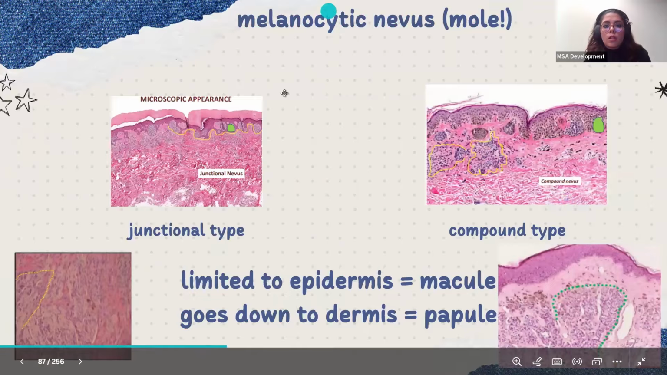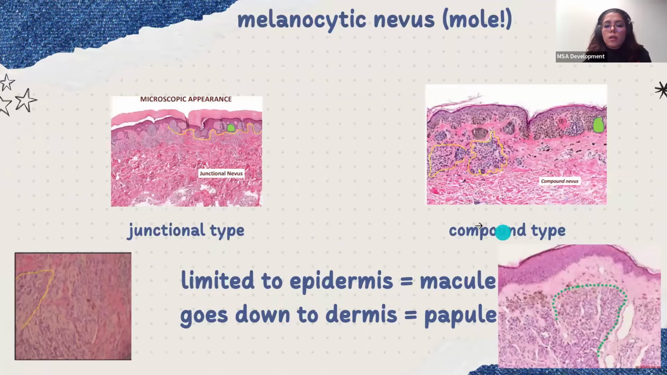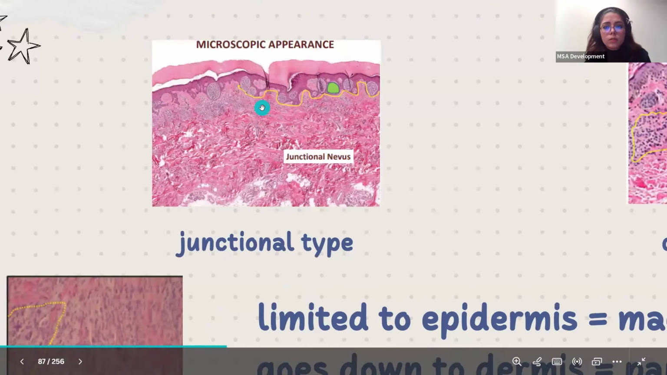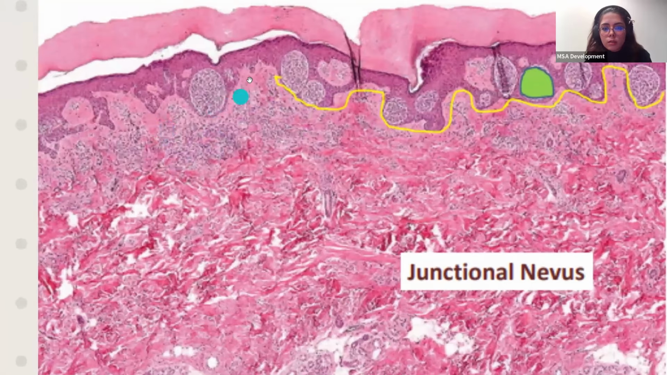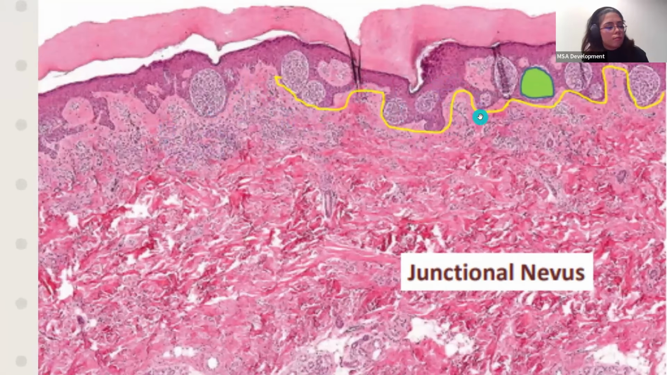Next. Now, there are two types mainly: junctional nevus and compound type. The junctional nevus is limited to the epidermis. The compound type involves the dermis as well. So here you see this is the nevus. It doesn't go below the basement membrane. You see the yellow line? This is the basement membrane.